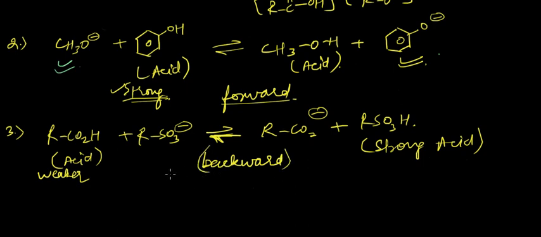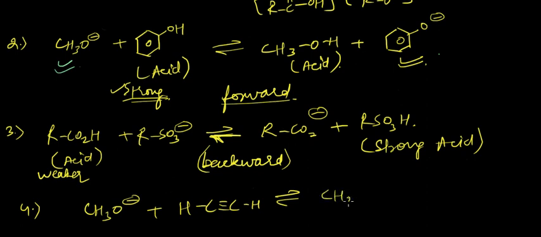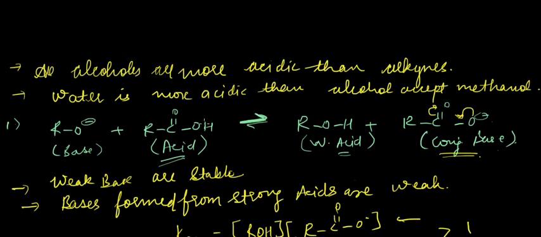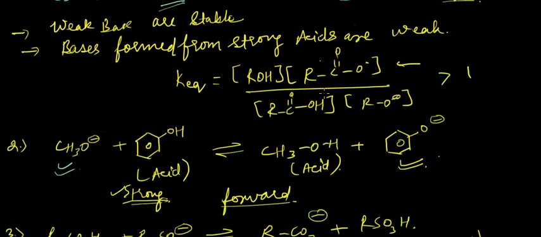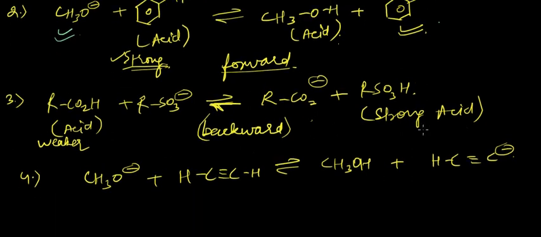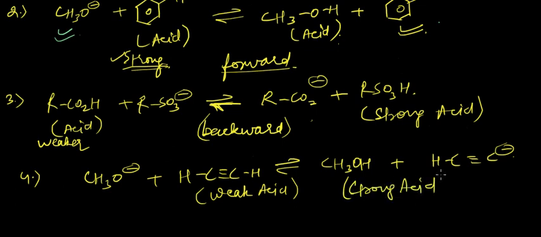Okay, let us look at this example. We have alkyne and alcohol. So I have already mentioned in the first point of this lecture that all alcohols are more acidic than alkynes. Hence, this is a weak acid, this is a strong acid comparatively, hence the reaction moves in backward direction.